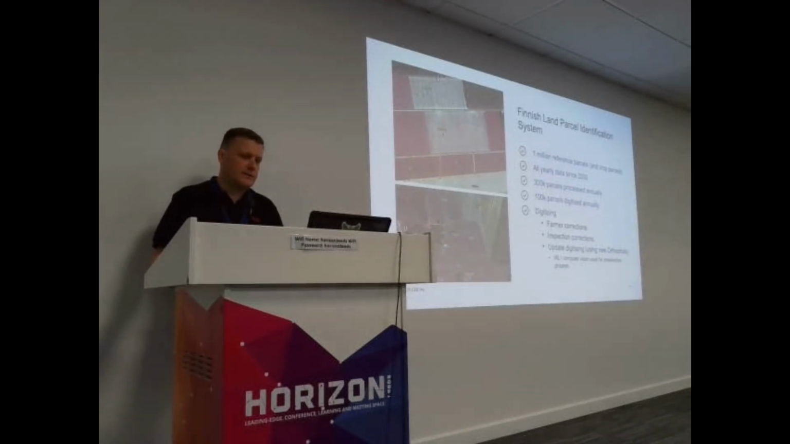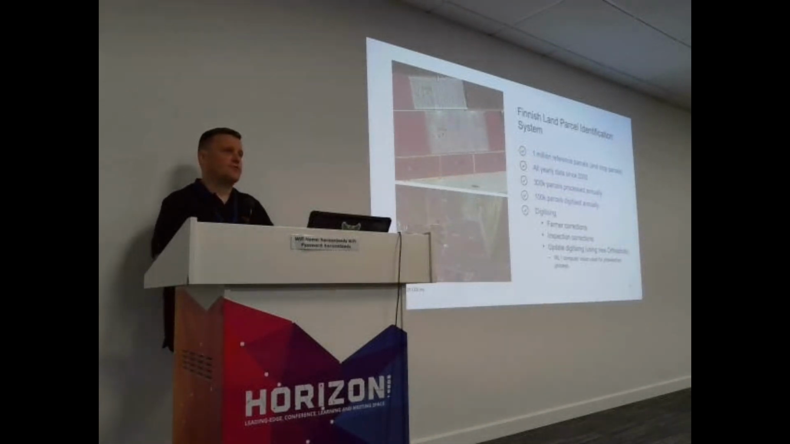And a big part is the updated digitizing. So every year we get new orthophotos. We have to do pre-selections of which parcels we are actually going to digitize. So for that we have implemented a computer vision system, which basically tries to segment the parcel, the crop area, from the orthophoto, and if everything seems to be okay, then it doesn't need to be digitized.